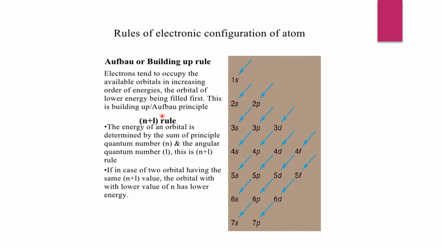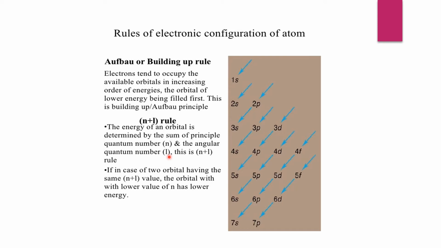That is, electrons enter the orbital whose n plus L value is least, where n stands for the principal quantum number and L stands for the azimuthal quantum number or angular momentum quantum number. The energy of an orbital is determined by the sum of the principal quantum number and the angular quantum number. So here the electron enters the orbital whose n plus L value is least.